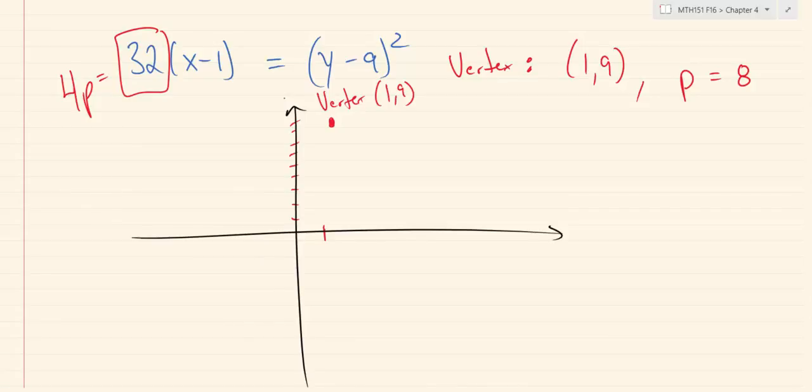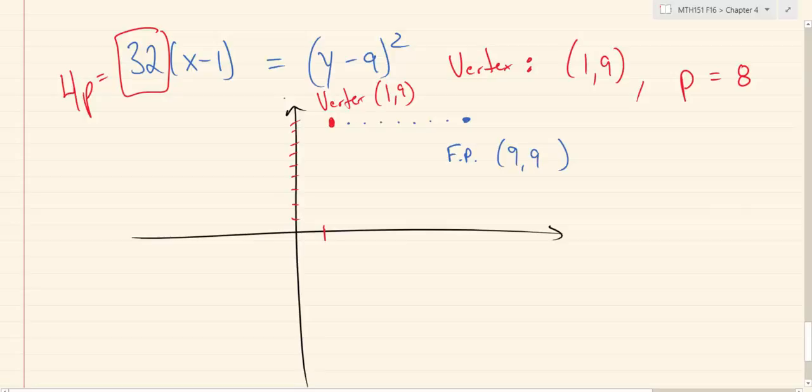Finally, does this open up, down, or left, right? It opens left, right. So if p is positive 8, I start at my vertex, 1, 9. Which way do I move to get to the focal point? To the right. So I'm going to move 8 units: 1, 2, 3, 4, 5, 6, 7, 8, right here. This is my focal point. Could you find the coordinates of that focal point? Yeah, I know the vertex is 1, 9, so I add 8 to the x coordinate, and that gets me 9, 9. If I go 8 units the other way, this is the location of the directrix.